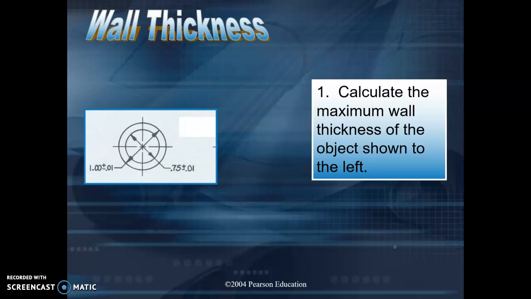So if we wanted to calculate the maximum wall thickness, the maximum wall thickness would occur when the outside diameter is at its largest. So this would be 1.00 plus the 0.01, 1.01. And when the inside diameter is at its least, its smallest, 0.74. And so to find the wall thickness, we would take 1.01 minus 0.74 and then divide that by 2. That should give us 1.35.